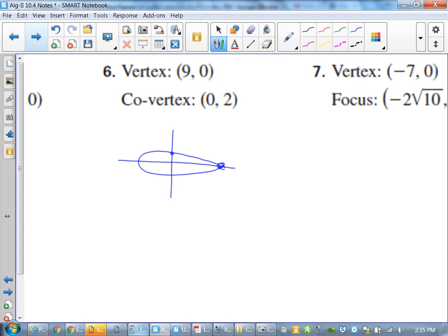So that means my A value is 9 and my B value is 2, because they gave me the co-vertex. Do I need to worry about using the C value? Nope, because the generic form of the equation doesn't even have anything to do with C. So your answer would have been x squared over 81 plus y squared over 4. And they're that quick.